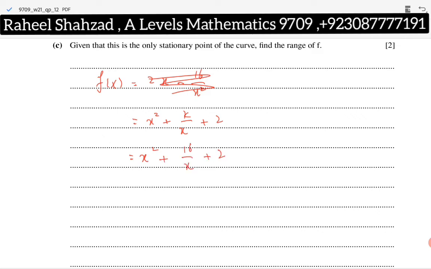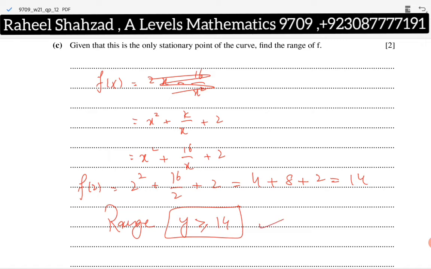In order to find the range of the function, the range will always be greater than or equal to its minimum value. So the minimum value is at x equals 2. So it's 2 square plus 16 by 2 plus 2, that makes it 4 plus 8 plus 2, it's 14. So we say that the range is y greater than or equal to 14 in this case.